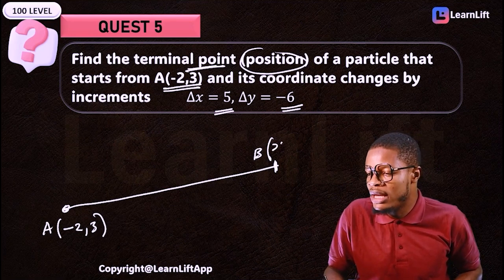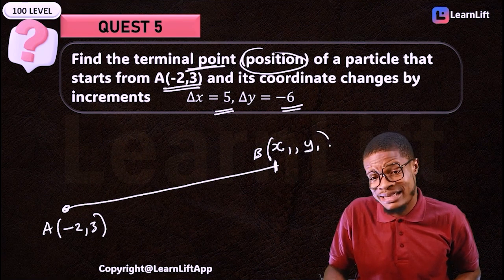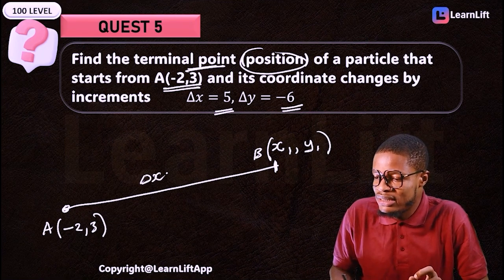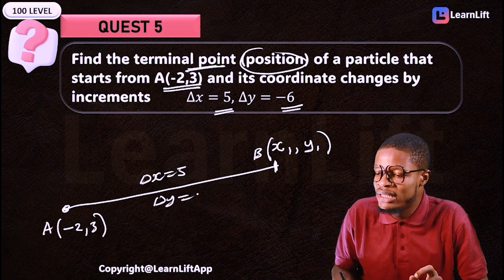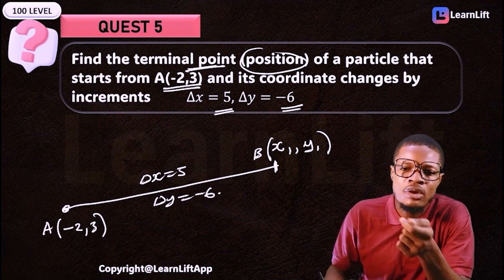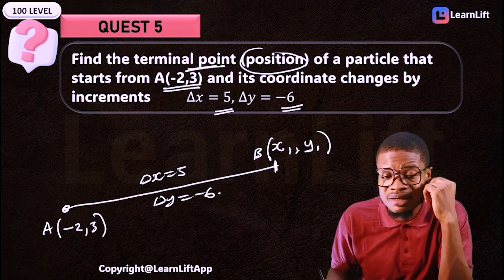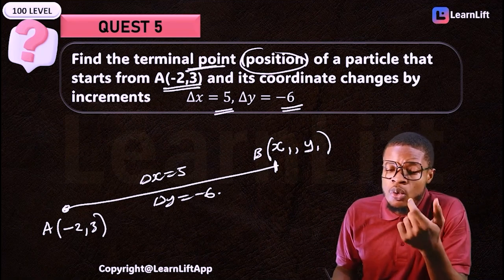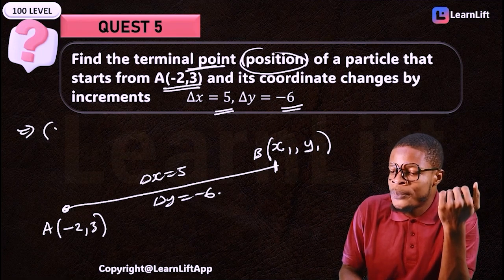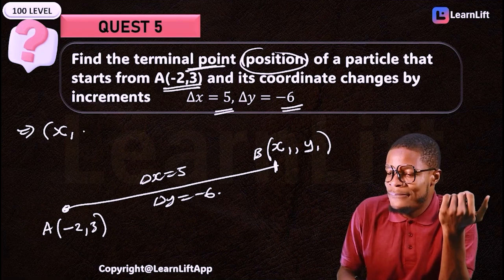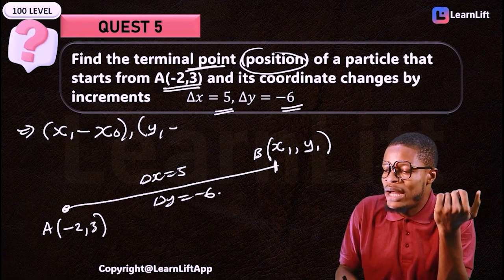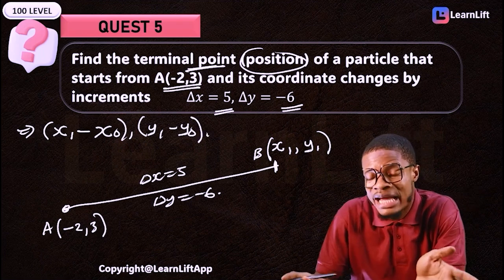So let's call your B here x1, y1, right? And the increment, change in x is your 5, and then change in y is minus 6, right? And then we are to get what the terminal or the final point or position is going to be. Is it not a cheap question? Now, what's your increment formula? You know that your increment formula is given as your what? Very fast. Your x1, right, minus your x0, comma, what do we have there? Your y1 minus your what? Your y0. So this is your increment formula, normal.